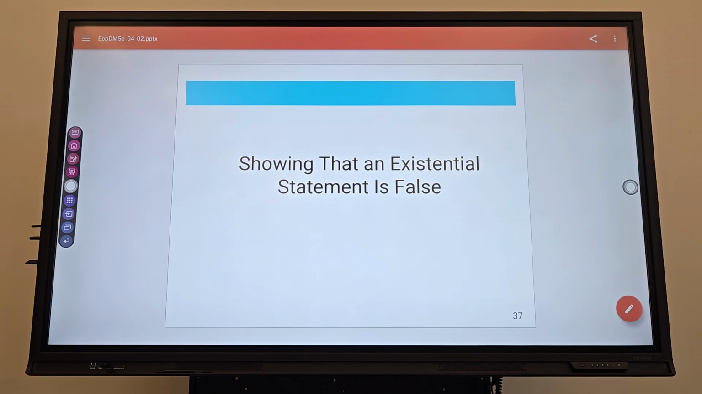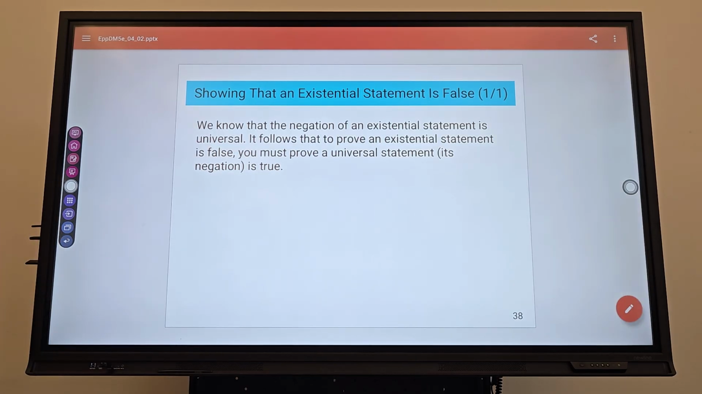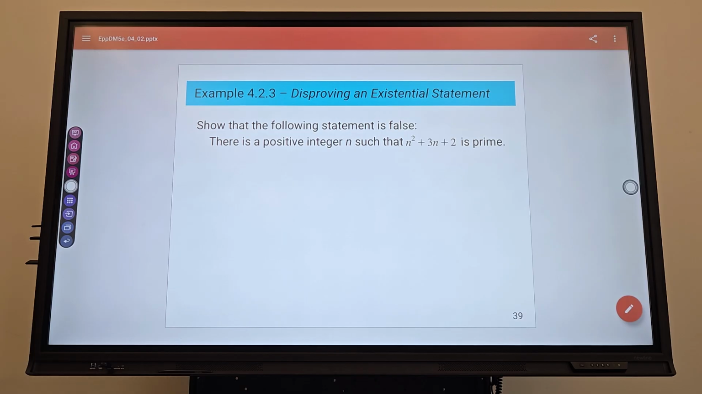Solving an existential statement, or showing that an existential statement is false. Well, we know that the negation of an existential statement is universal. It follows that to prove an existential statement is false, you must prove a universal statement, its negation, is true. Show that the following statement is false. There is a positive integer n such that n squared plus 3n plus 2 is prime.